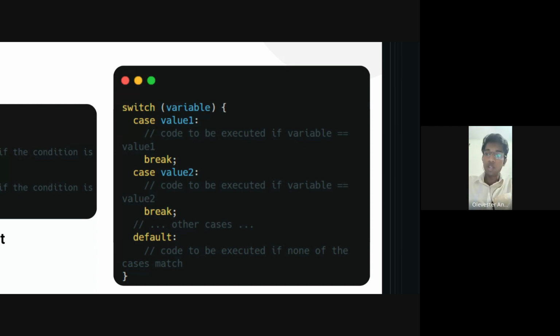Here we have only value 1 and value 2. What if we give value 3? What will happen then? It will go to the default statement. The default statement runs when the value does not match. We can print there that the variable given is wrong, that variable 3 is not available.